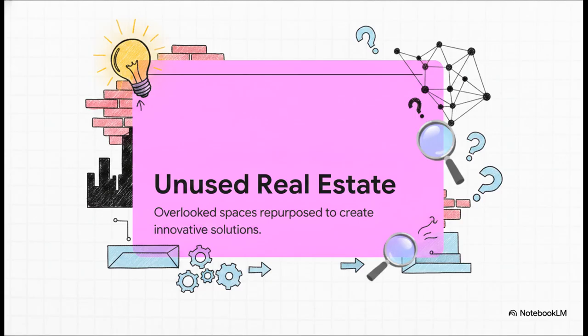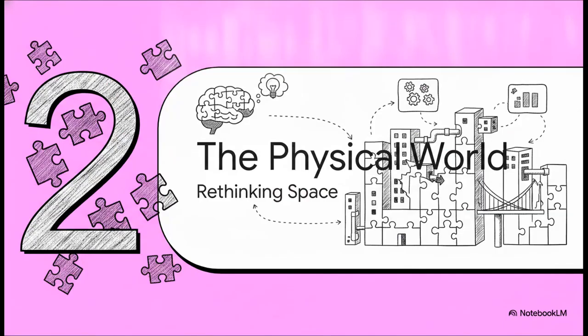We are constantly surrounded by spaces that have been assigned one very specific job. And here's the kicker. Once our brains accept that job, we kind of just put on blinders. We stop seeing the space for its raw potential. We just file it away as taken. But if we can actually train ourselves to identify this unused real estate, oh man, it opens the door to some wildly innovative ideas. Let's move to section two, rethinking the physical world.